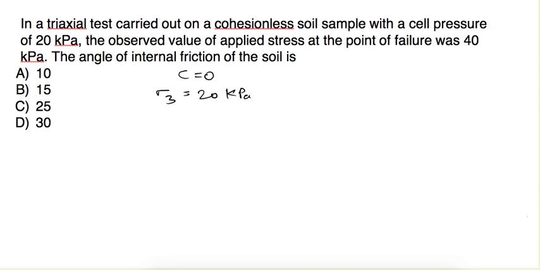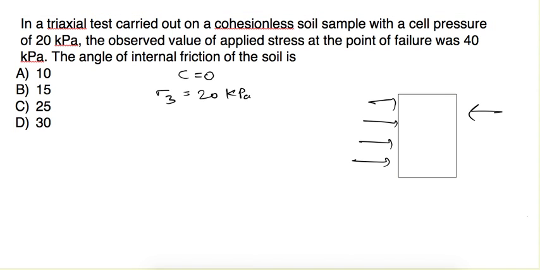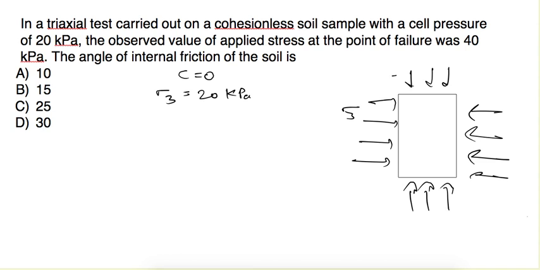If we draw the triaxial test diagram for this sample, from here we'll apply the sigma 3 on all the sides in the first stage of the test. So this is sigma 3 and sigma 3 here. After that, what is given? The observed value of applied stress at the point of failure was 40 kPa and the angle of internal friction of the soil is. So they are asking for angle of internal friction.